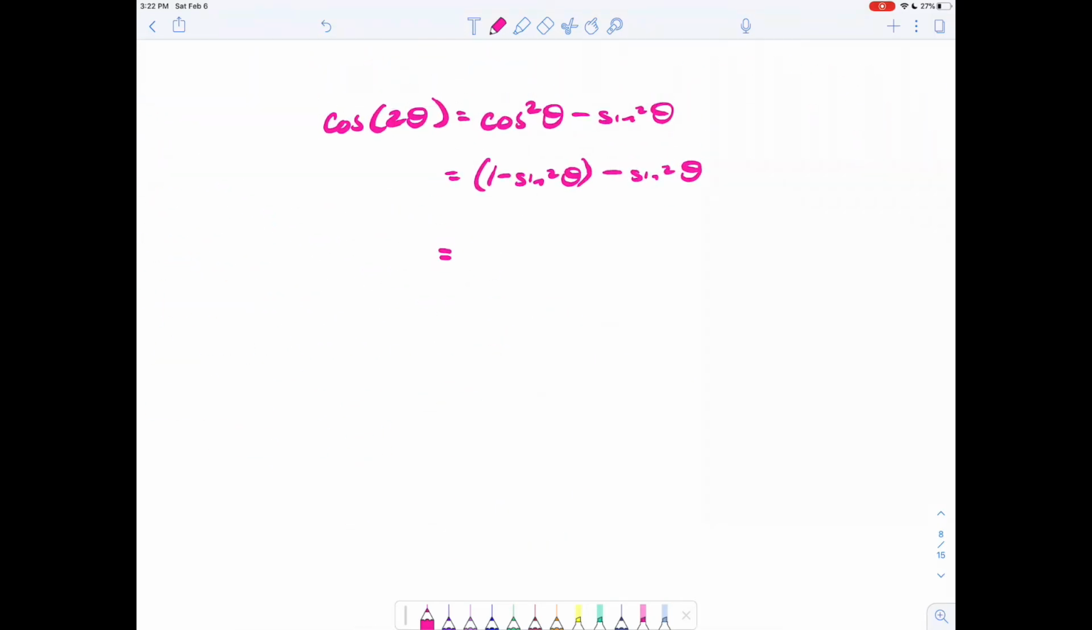As such, we can simplify this. Let's just drop some brackets, and finish it off with this. So we've got two other ways of writing cosine of 2 theta. It's really special like that. We love it, we cherish it, we adore it.